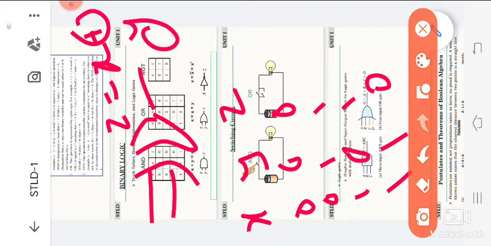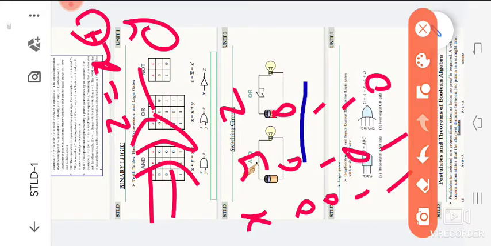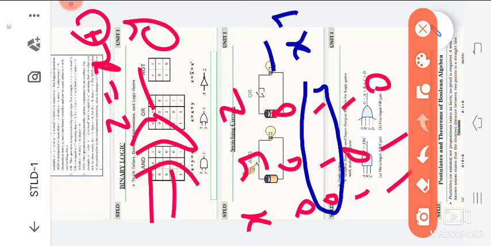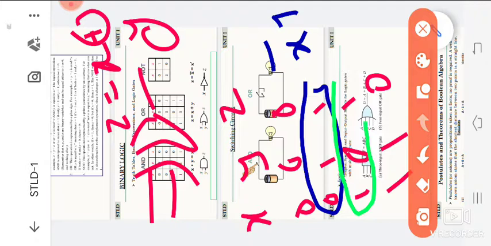That means we have to simplify. So this is the output here. We are getting 1 here. We can note down this equation. So what is this equation? X bar Y. In the same manner, here also getting 1. We note down the equation X Y bar. So Z equal to X bar Y plus X Y bar. So we are simplifying this equation using X XOR Y. That is the XOR equation.